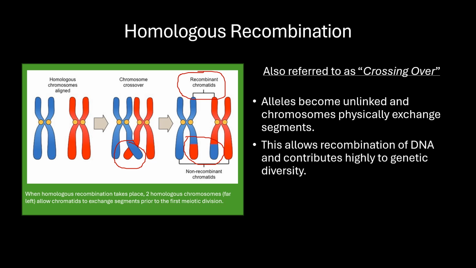We now know that the pairing and interaction between these chromosomes, or what we call synapsis, does more than simply organize the homologs for migration to separate daughter cells. This really does contribute highly to genetic diversity overall.